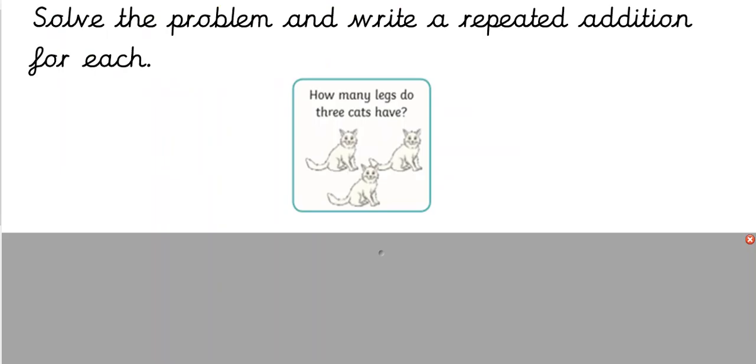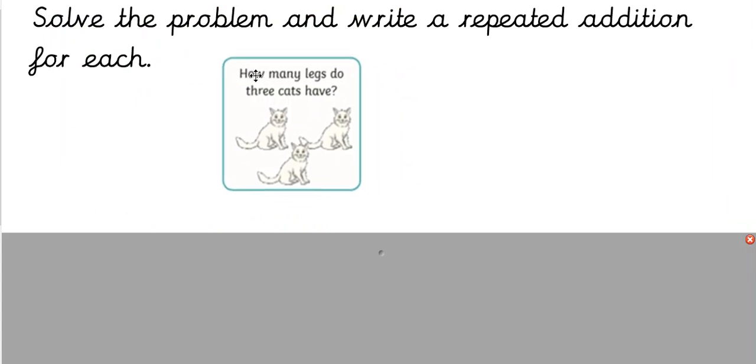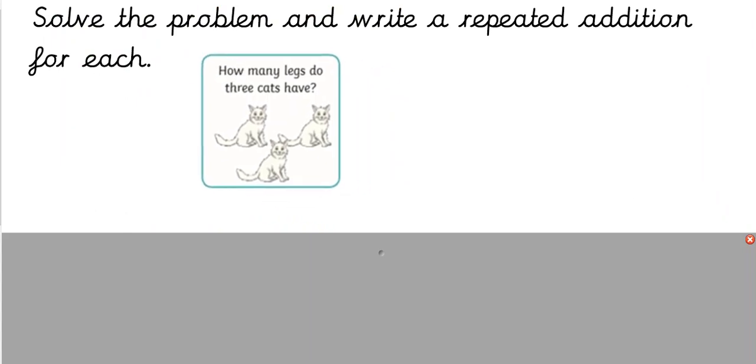Okay, so for the following questions, we need to solve the problem and write a repeated addition for each one. Okay? So repeated addition is where you do something, add something, add something, add something. The first thing I'm going to do is I'm going to draw it. So I've got 3 cats, so I need 3 groups. And in those 3 cats, I need to see how many legs they all have.